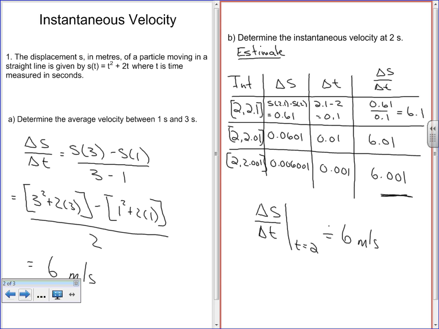Rebecca, you don't think you wanted to ask me? That's just notation. All this is saying is this value when t is equal to 2. That's just mathematical notation.